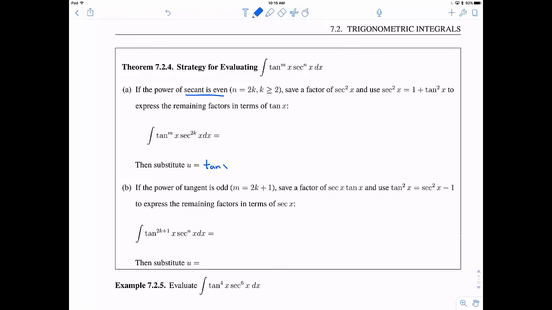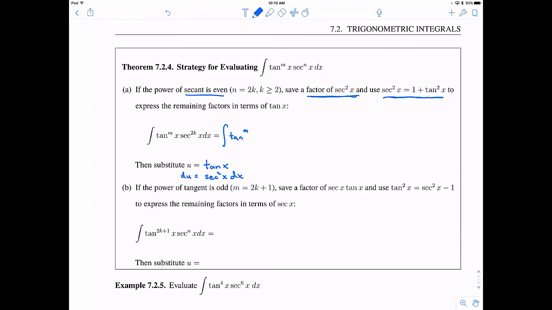So those will be my two cases here. If secant is even, we're going to substitute in u as tangent of x. Therefore du is going to be secant squared x dx. So we're going to save one factor of secant squared to be used by my du, and the rest of the secants we're going to transform into tangents. We're going to use the identity secant squared x is equal to 1 plus tangent squared x.